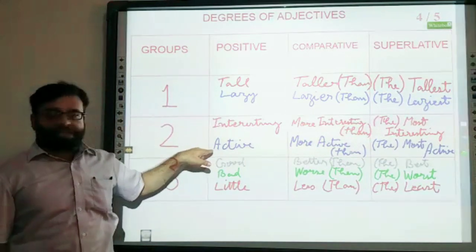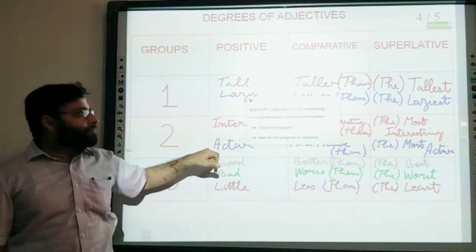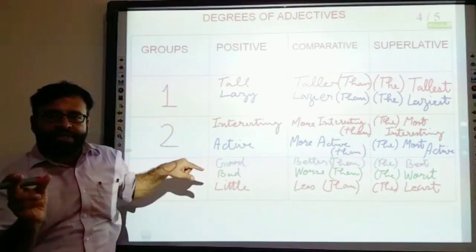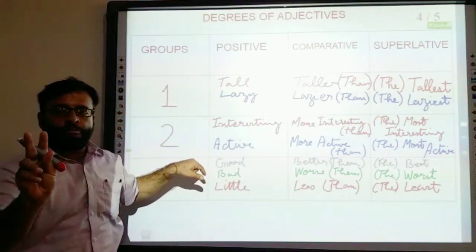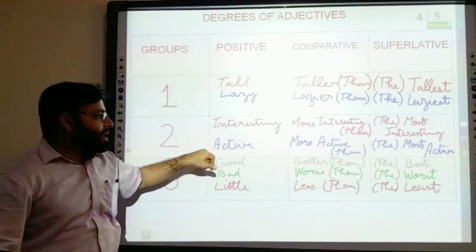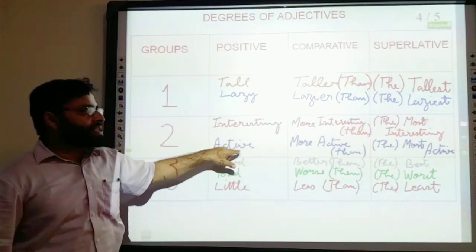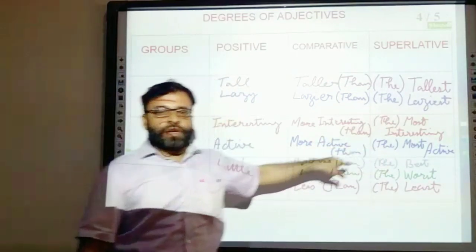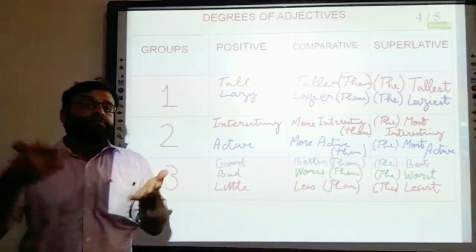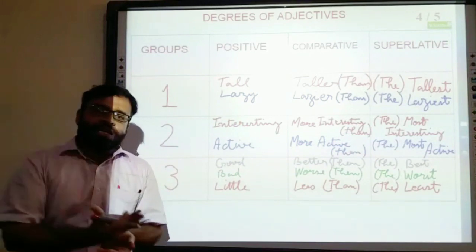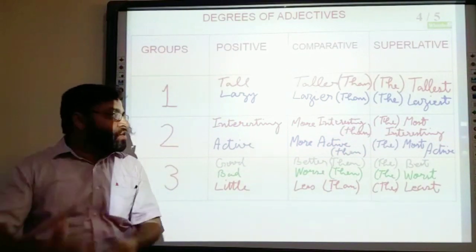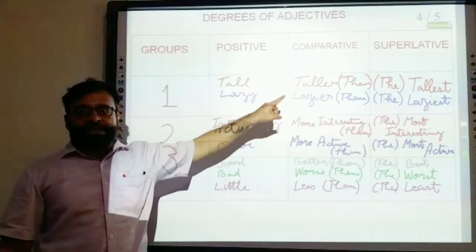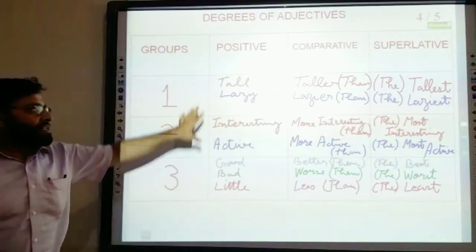So active is an exception here. It's not a very long adjective, but it's a short adjective with only two syllables, active. Even then it will take more in the comparative and most in the superlative. So there are words, but you have to learn this with practice, which adjectives will be used with more and most, and which will take er or est or ier or iest. So this is the second group.